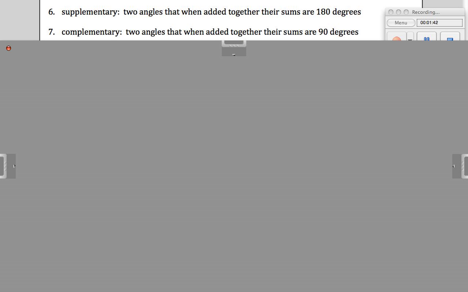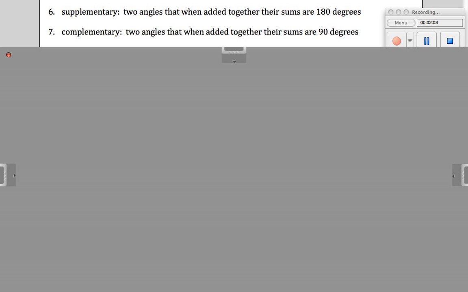Okay, the next one comes from math, and it's supplementary. Supplementary basically means that you have two angles that when you add them together, their sums are exactly 180 degrees. On the other hand, you have complementary. Complementary angles are two angles that when added together, their sums are exactly 90 degrees.